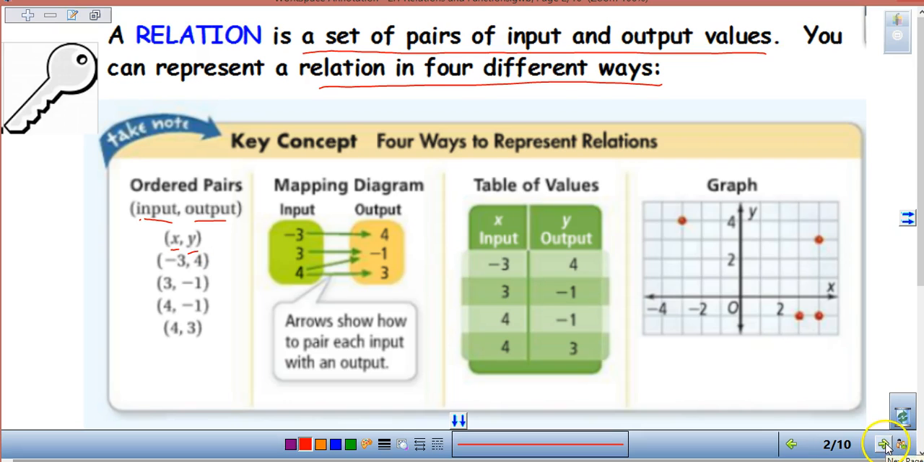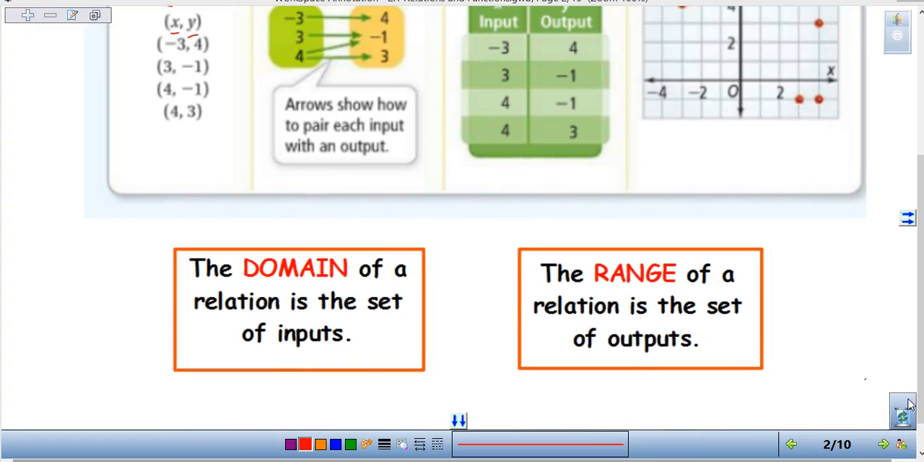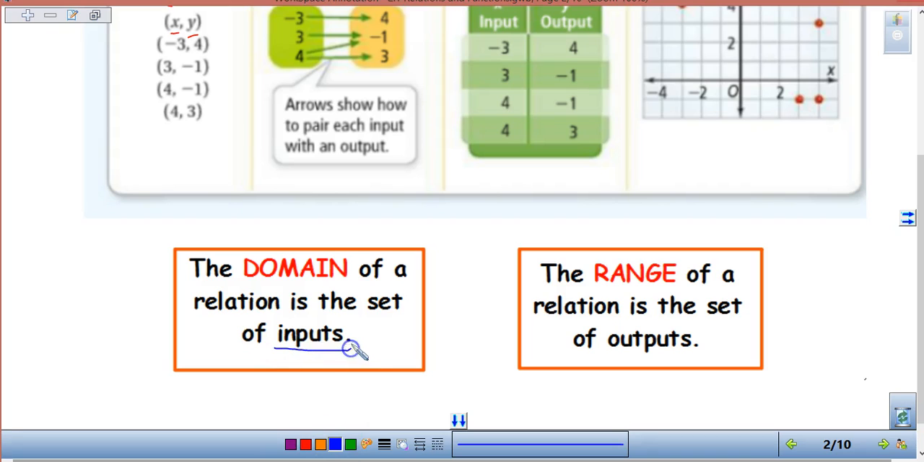And with each relation, we want to determine the domain and range of that, which we spent a lot of time doing. Remember, domain then is your inputs, because those are your x values. And again, you can write that in your notes also. The range are the outputs, which are your y values. And we spent time looking at domain and range yesterday. And we'll do the same thing again today.